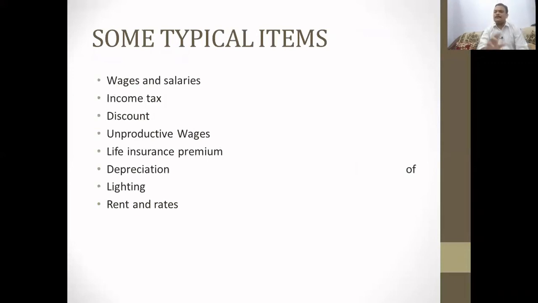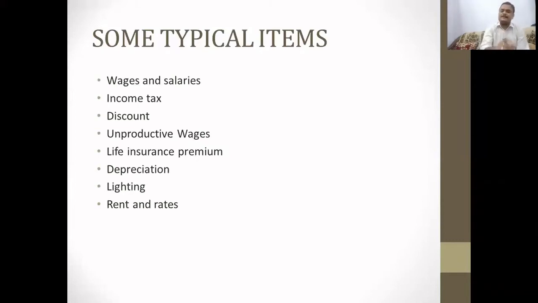So there are some typical items, like wages and salary, income tax, discount, unproductive wages, life insurance premium, depreciation, lighting, rents and rates. So what is the treatment of these particular items? Wages and salary. Many times they are written as wages and salary. If wages is written first, it is treated as a direct expense, and it will show in the debit side of the trading account.